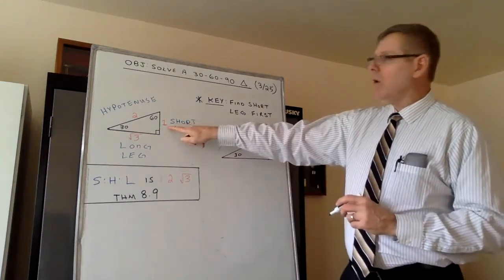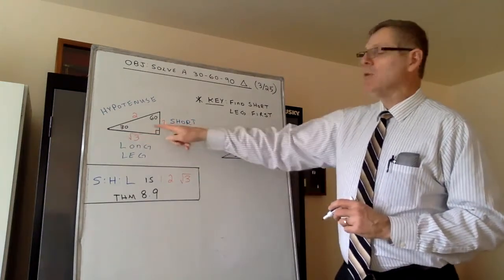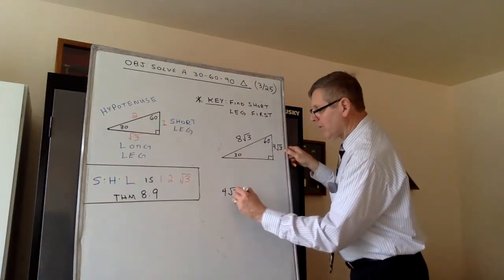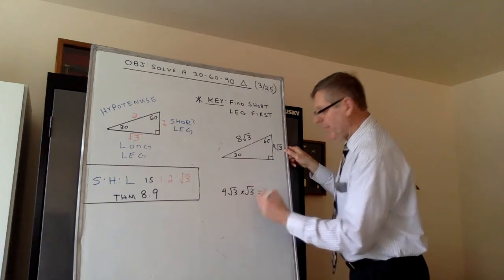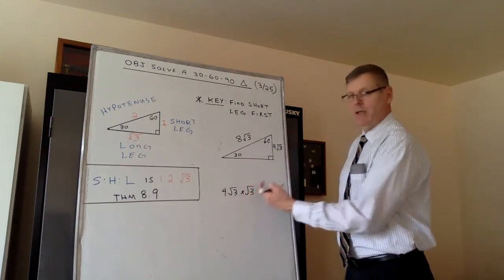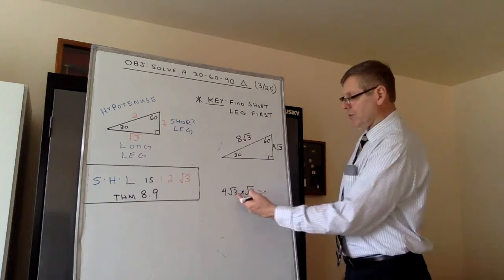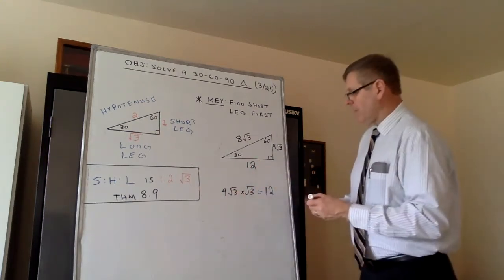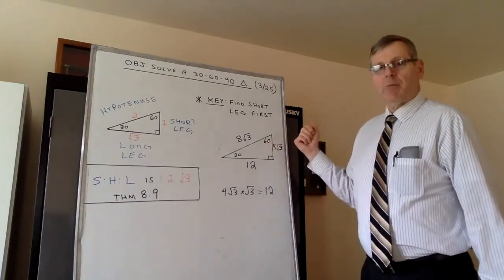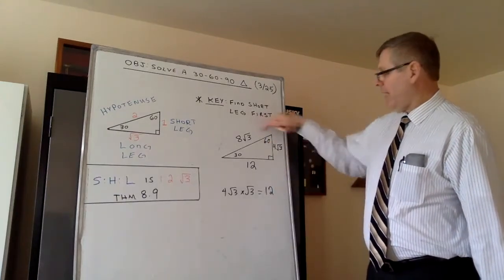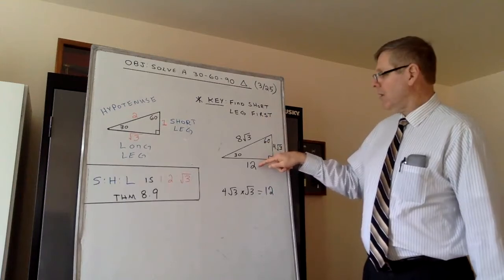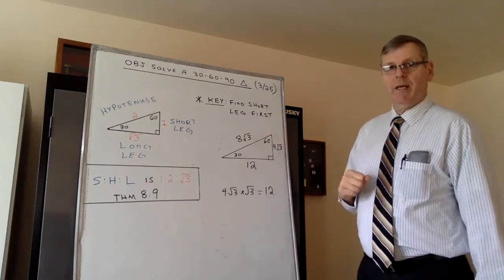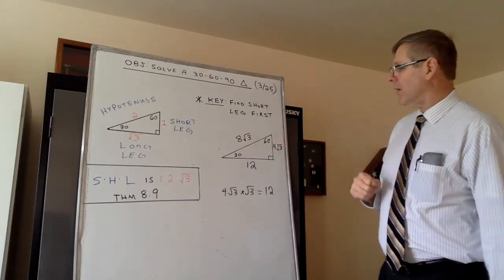If I know the short leg, what do I do to get the long leg? I multiply it by the square root of 3. What is 4 radical 3 times the square root of 3? Well, I know the square root of 3 times the square root of 3 is 3, because that's the definition of a square root. Times 4 is 12. So when you know the short side, the problems are not that difficult. Double it to get the hypotenuse, multiply by the square root of 3 to get the long leg. And if you did the Pythagorean check on this, this squared plus this squared, you would get the hypotenuse squared. It's a good way to check your work.